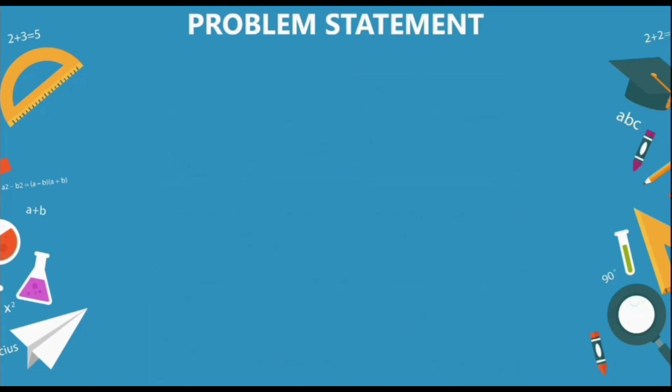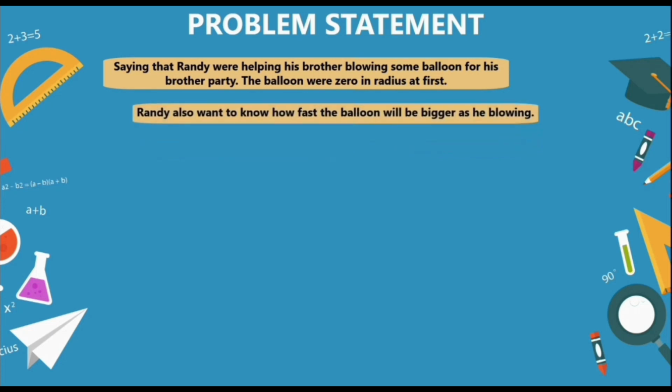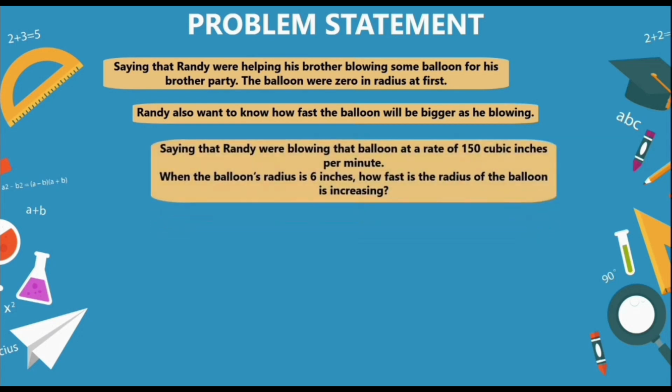For the real life problem statement, Randy is helping his brother blow up some balloons for his brother's party. The balloon has zero radius at first. Randy wants to know how fast the balloon will get bigger as he blows. Randy blows the balloon at a rate of 150 cubic inches per minute. When the balloon's radius is 6 inches, how fast is the radius of the balloon increasing?